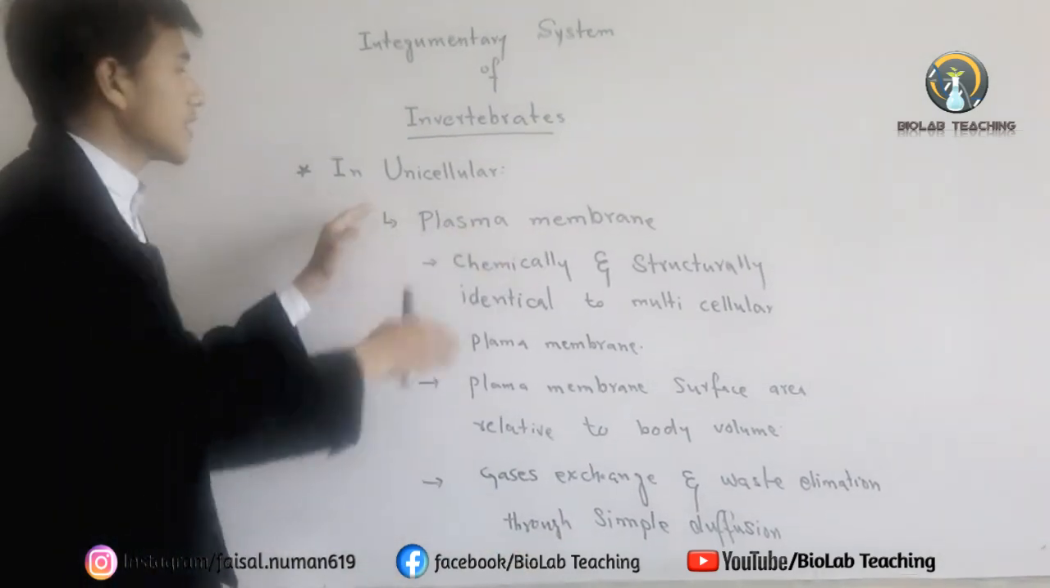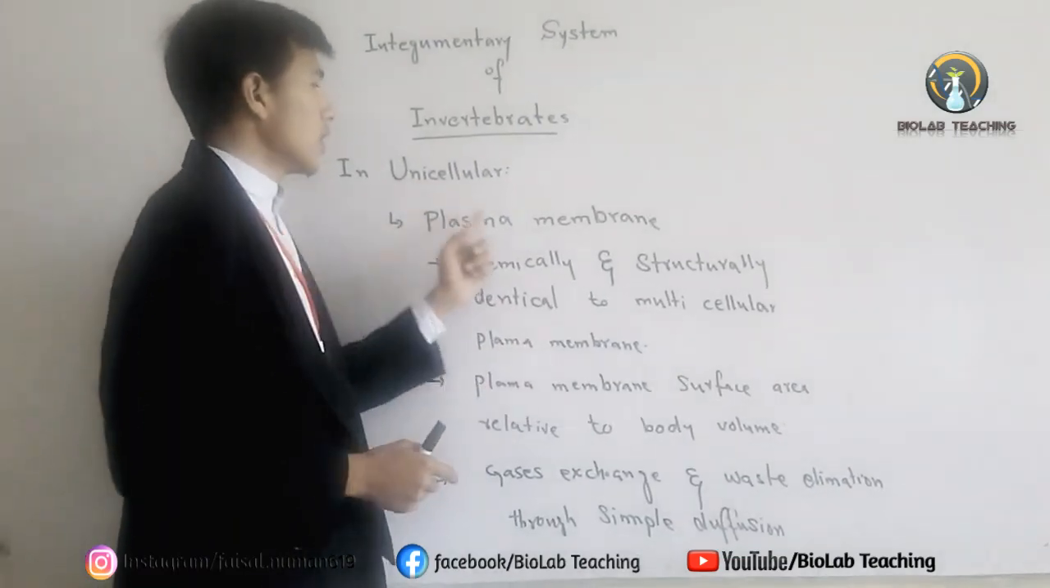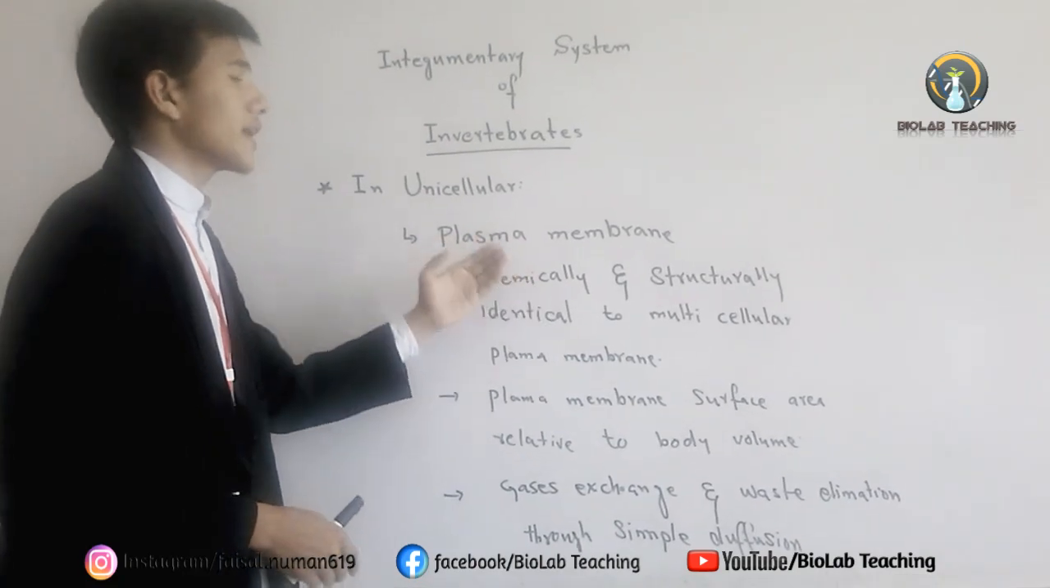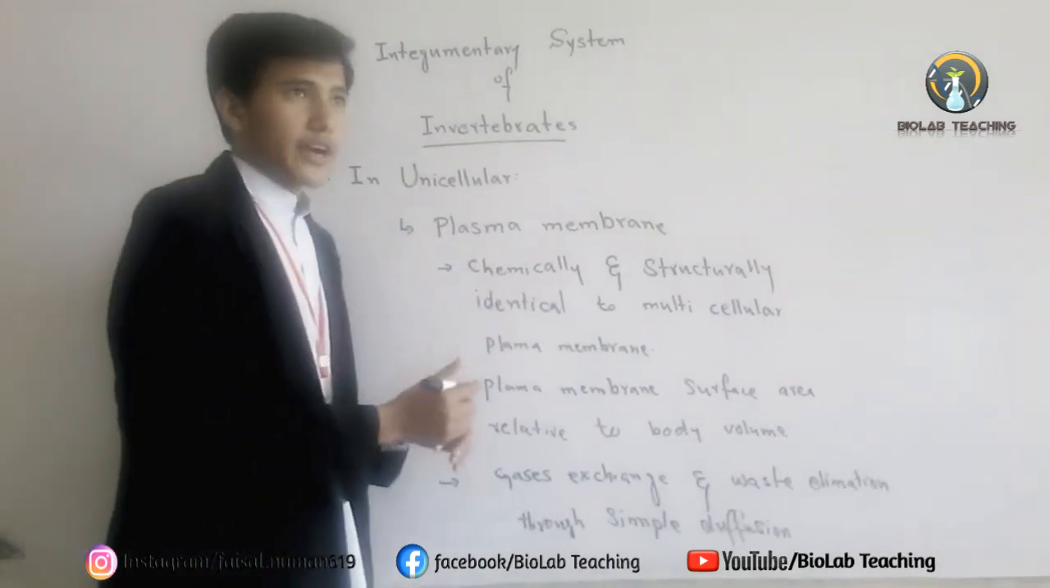The plasma membrane in a unicellular protozoan gives protection. The main function of the integument in a unicellular organism, the plasma membrane, is protection. It means that it gives protection to the unicellular organism.